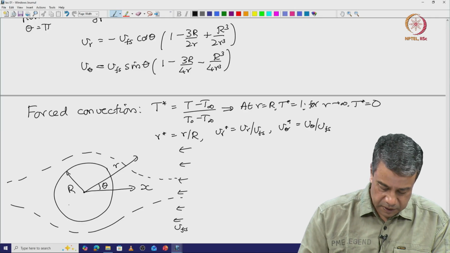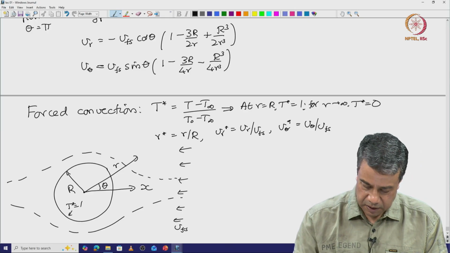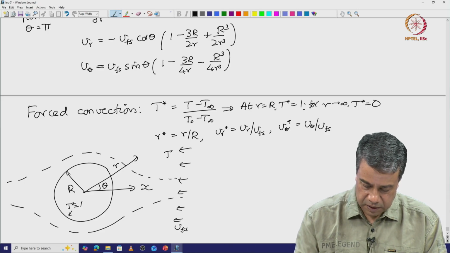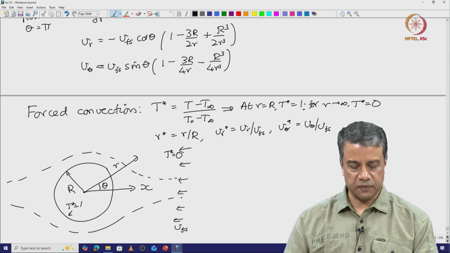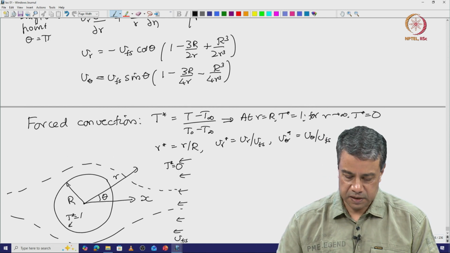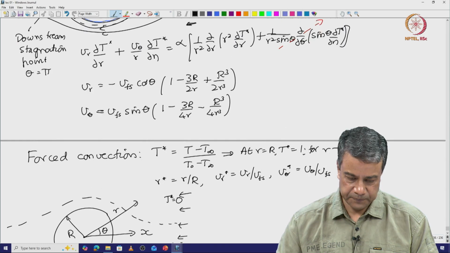I have T star equal to 1 at the surface of the sphere, and T star equals 0 far from the sphere. Here T star is equal to 0 far from the surface, and T star is equal to 1 at the surface.